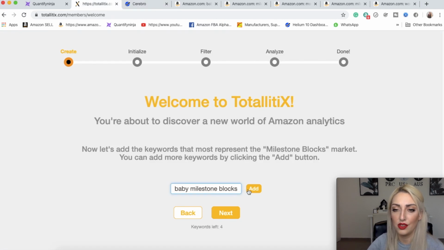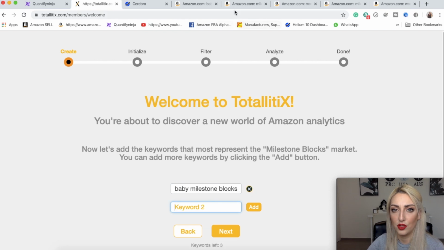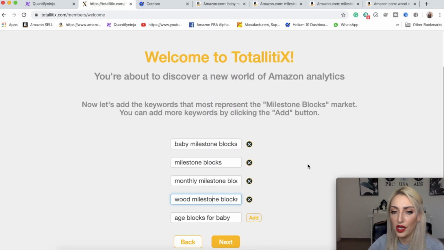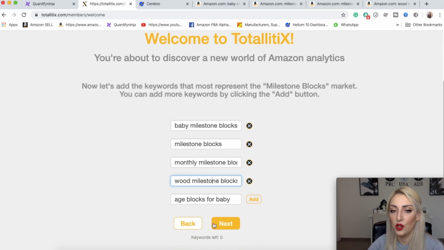Anyway, I'm going to start with the keywords. Put in the first one, then I'll click add, and then I'm going to go grab the next one. All right, so I have grabbed my 5 keywords and I have put them in here. I'm now going to click on next.